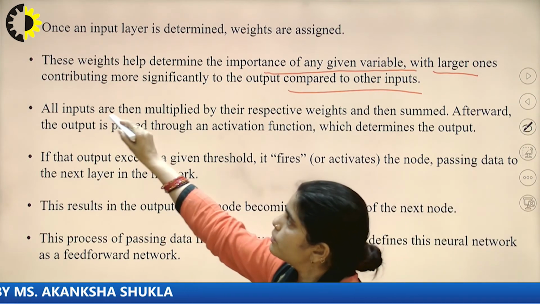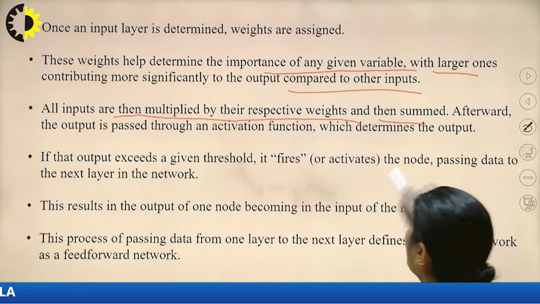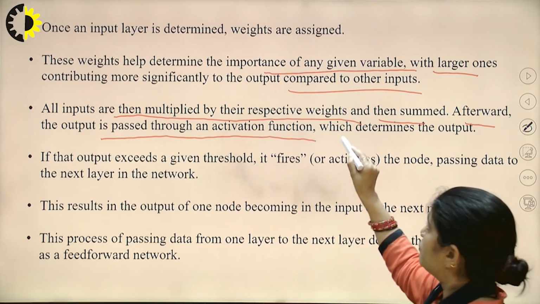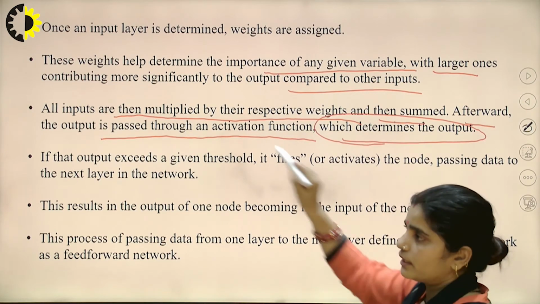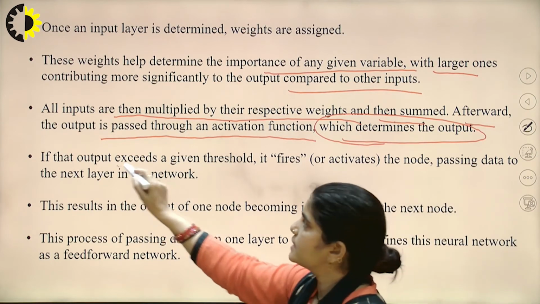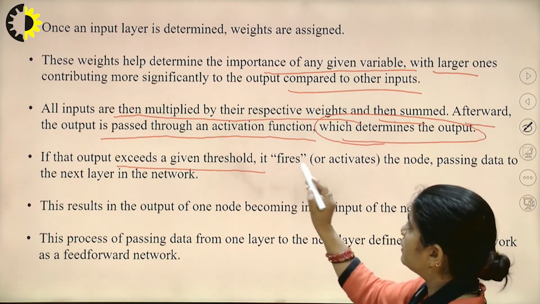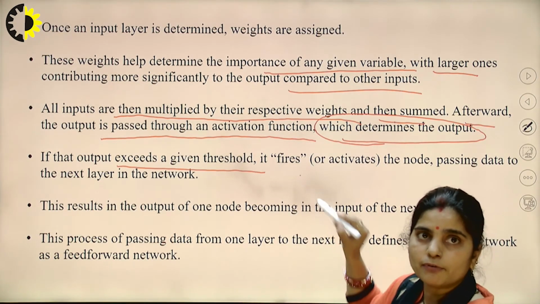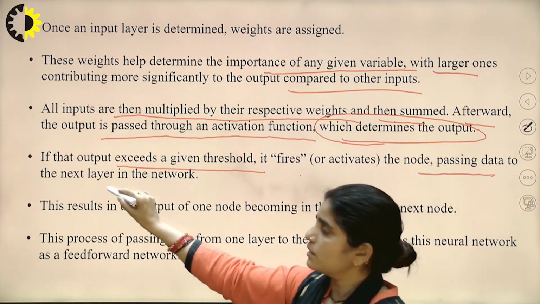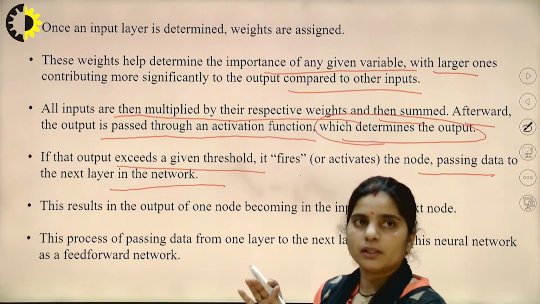Now all these inputs are multiplied by their respective weights and then we sum up all this data. Afterward, the output is passed through an activation function, which is used to determine the output. If that particular output exceeds a given threshold value, then only it fires, and only then will it activate the next node and the data pass to the next layer in the network. Otherwise no data will be passed to the next layer of the network.